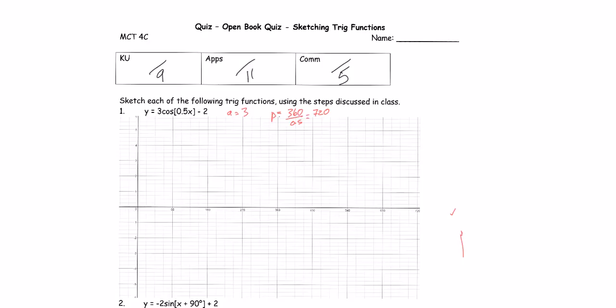Next, we need to identify the phase shift, how much it moves left and right. There is none. There is no phase shift for this graph based on this 0.5x. There's no bracket of x minus something in there. That's why there's no phase shift. And then finally, we have to look at the vertical shift, which is identified by this -2. The -2 tells us that we move down. For a vertical shift, we're moving down 2.